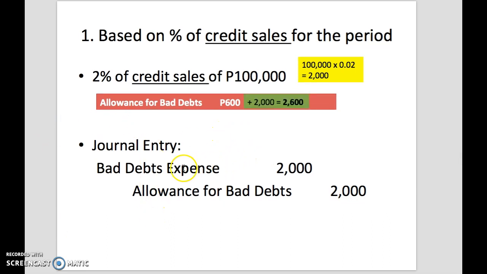So this is how it will look. The bad debts expense will be reported in the income statement, and your allowance for bad debts will be reported in the balance sheet. Since this is a permanent account, this value would be added to the 600 pesos obtained from the previous periods, meaning after you have recognized the bad debts expense for this period, your allowance for bad debts would be equal to 2,600.